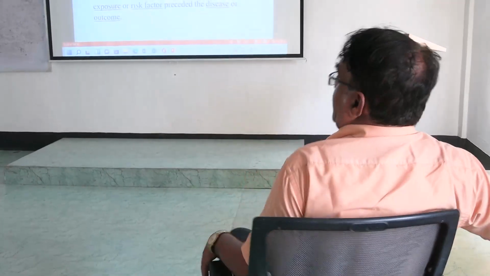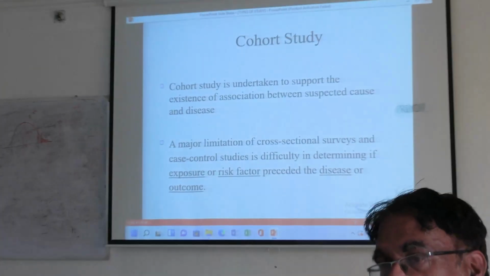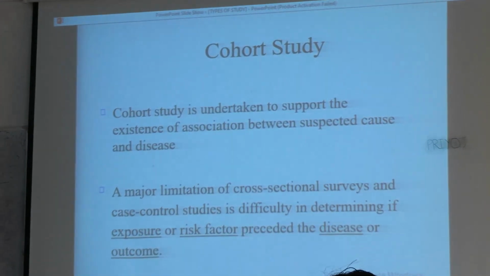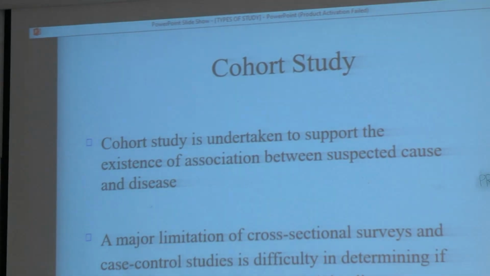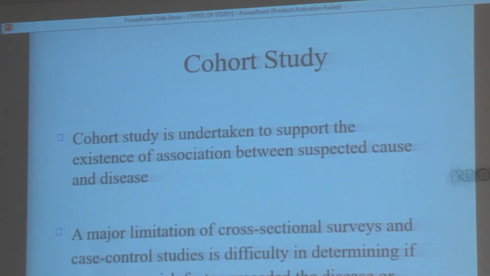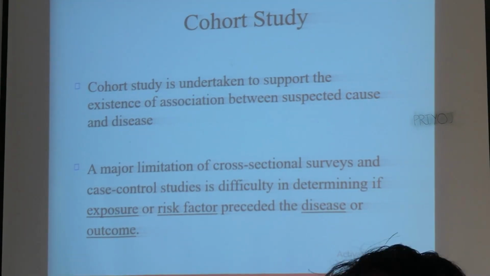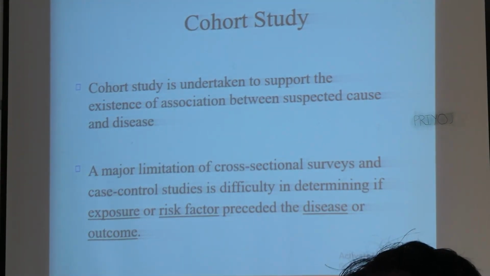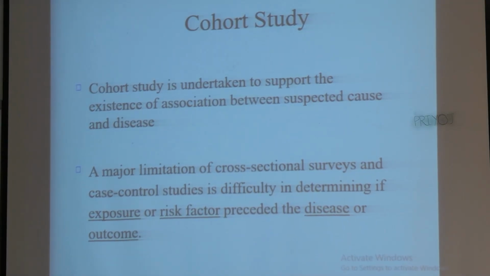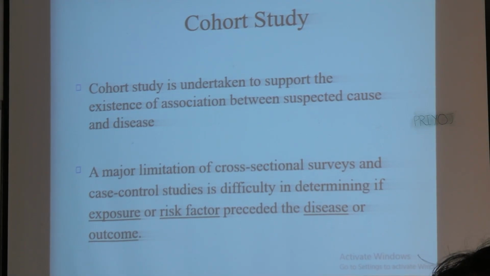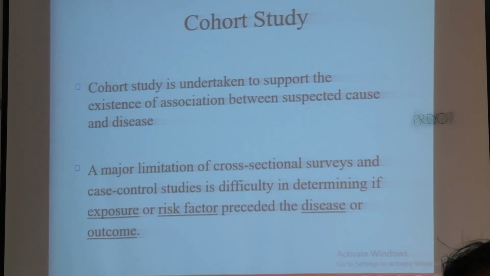So cohort study is the other one. Case control is one, cohort is the other. Cohort is basically a group of soldiers marching; the term comes from the Romans. That is called a cohort. Here we study the suspected cause and disease, and there is a twist: you are following up the same group for a number of years.